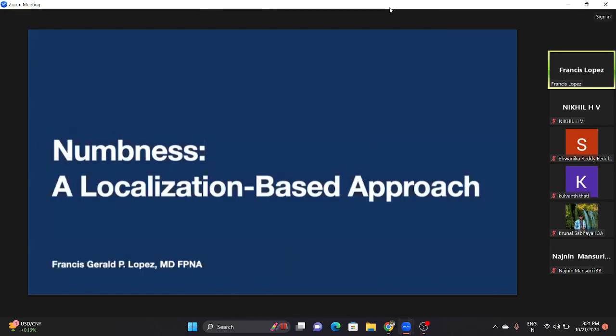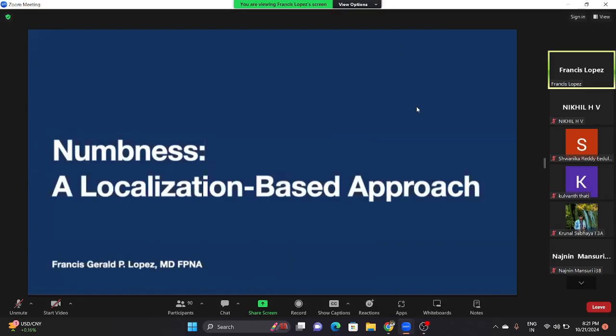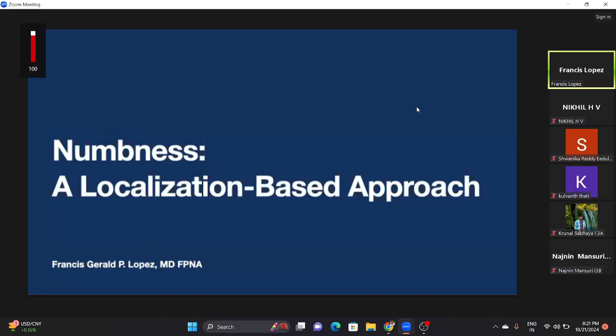Numbness, an approach to a patient with numbness, which is more of a localization-based approach. When we say localization-based approach, it will try to identify which part of the nervous system is the one that is being affected, or simply put, it's answering the neurological question, where is the lesion? Again, this is a very important part of the neurological approach to a patient with a neurological complaint.